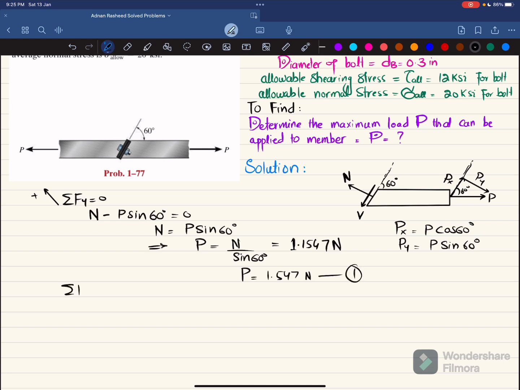Now we will apply another equation, that the sum of all components in the x direction must be equal to 0, and force in this direction is taken as positive. So you can see V is in this direction and Px is in the opposite direction. So plus V minus Px is equal to 0. So I will write V minus Px is equal to 0.